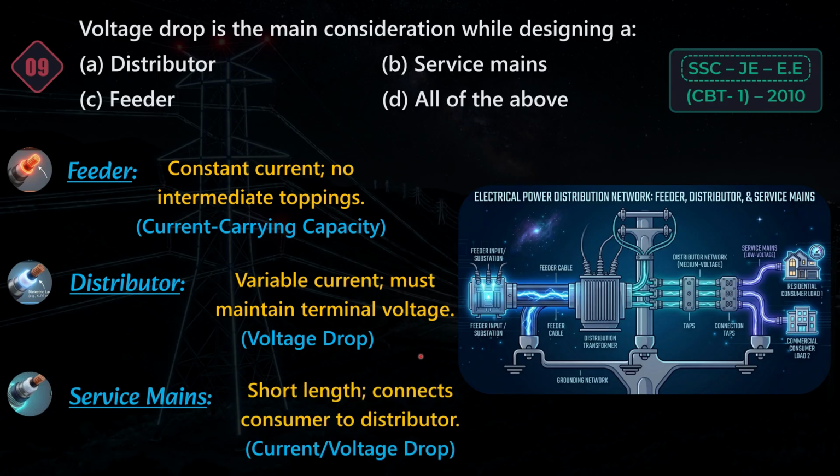Finally, service mains are the cables. Now you can see the image. There are 3 cables, 1, 2, 3. These are called service mains. Therefore, it must be designed first to provide a stable voltage base for these connections. Thus, we can conclude that because the distributor must maintain steady voltage for all connected consumers despite varying loads, voltage drop is the main consideration. Therefore, the correct answer is option A.